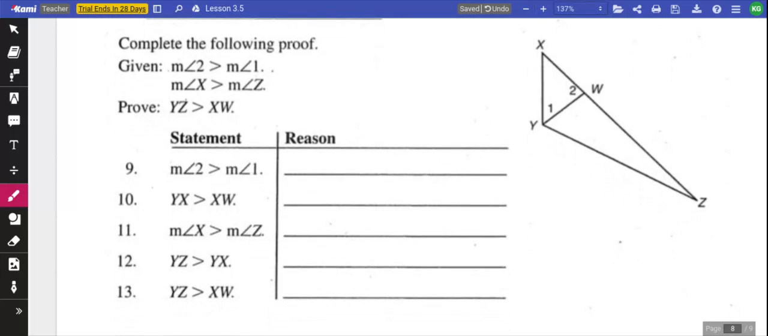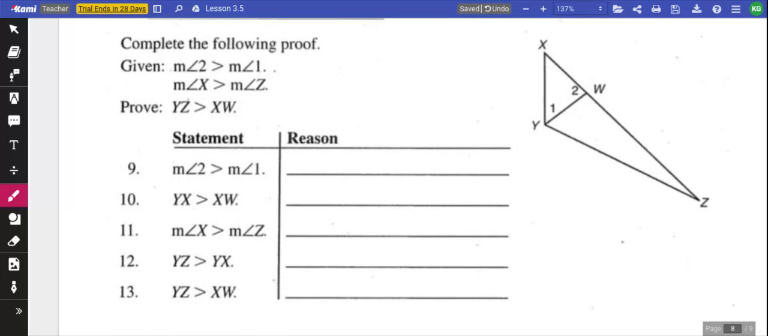And here's our proof. Given that angle 2 is greater than angle 1, given, and angle X is greater than angle Z, given. So if I know that angle 2 is greater than angle 1, the side opposite of angle 2 would be XY, and the side opposite of angle 1 would be XW. So that was opposite angle side theorem.